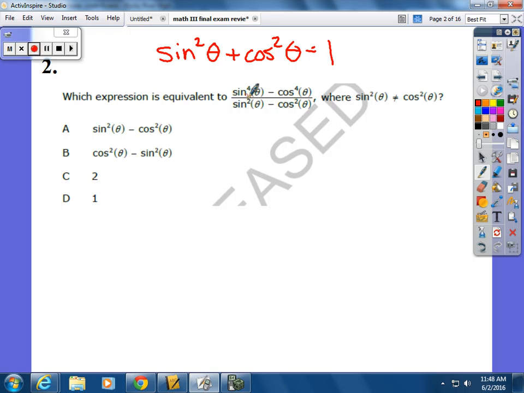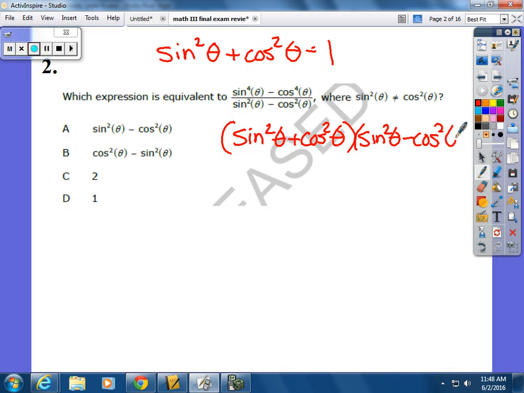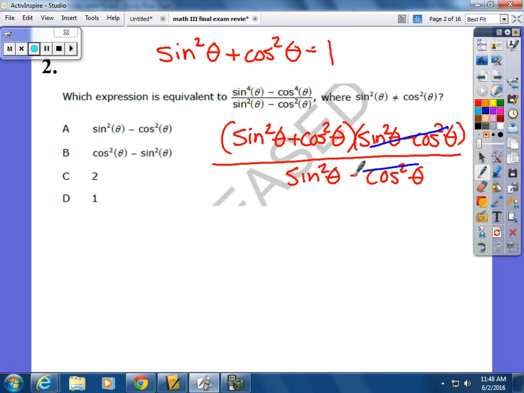So the square root of sine to the fourth would be sine squared. So it's sine squared plus cosine squared times sine squared minus cosine squared divided by sine squared minus cosine squared. Okay, so I noticed that I have this on the top and the bottom. So that's actually going to cancel out. It equals 1 when you divide it. So now I look at sine squared plus cosine squared, which I know equals 1. So this whole thing equals 1, and the answer is D.